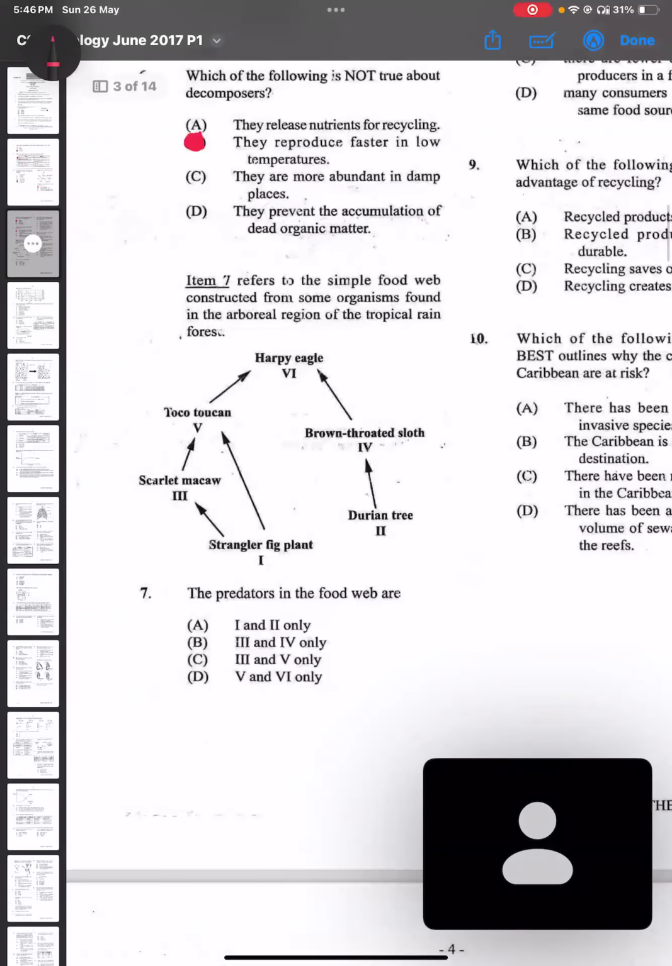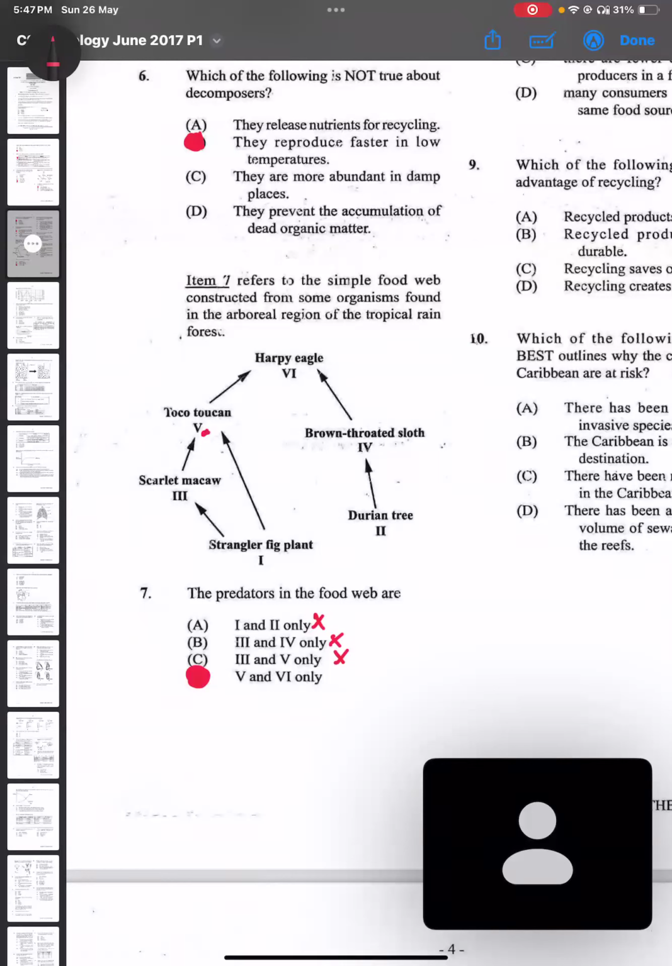And then number 7, it is asking you about the predators in the food web. So if it has 1 in there, it cannot be a predator. So A is out. For 3, scarlet macaw, it is eating on a fig plant. So if it has 3 in there, it cannot be an answer. It's not hunting anything. So our answer is D.